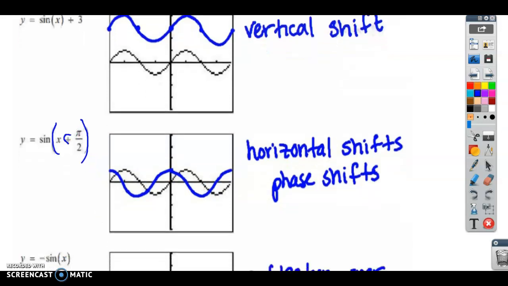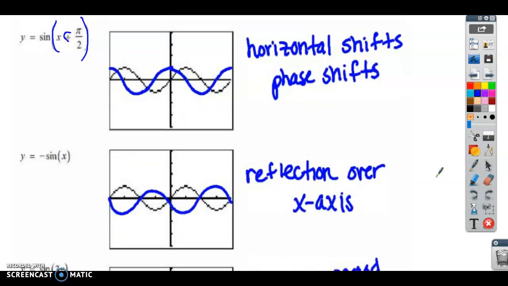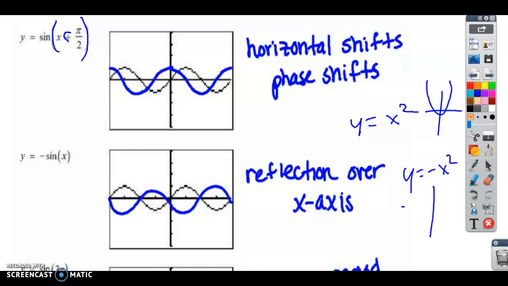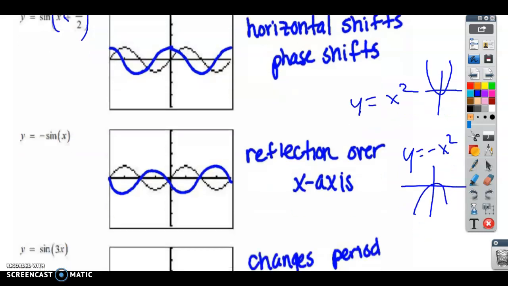Now when you have a negative in front, that's a reflection, but it's over the x-axis. Just like if you had y equals x squared and you throw a negative in front, what happens? Well, here's your x squared, and here's your negative x squared. It takes it and it reflects it over the x-axis. Same for the sine graph.